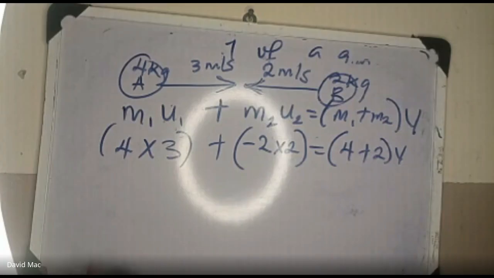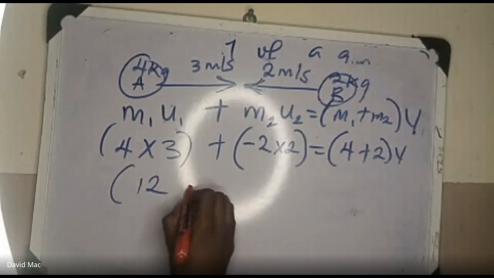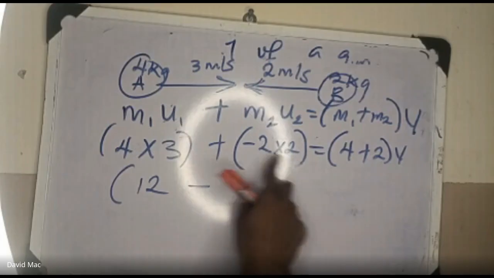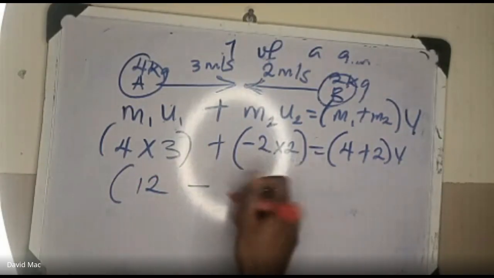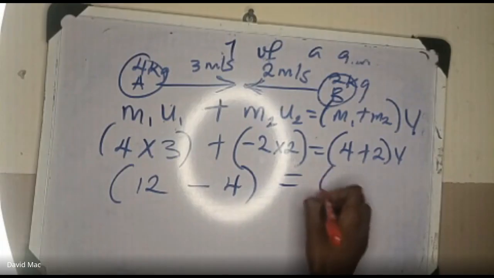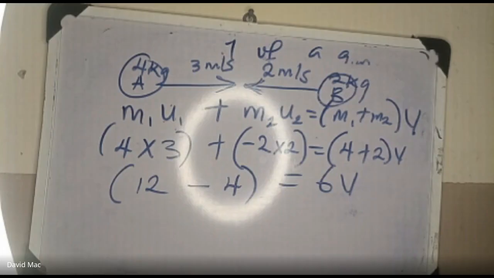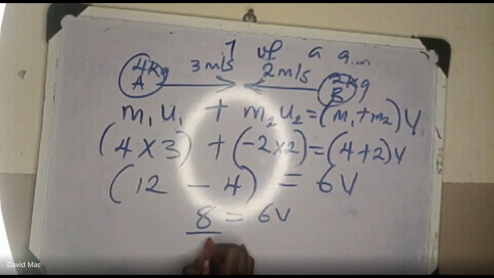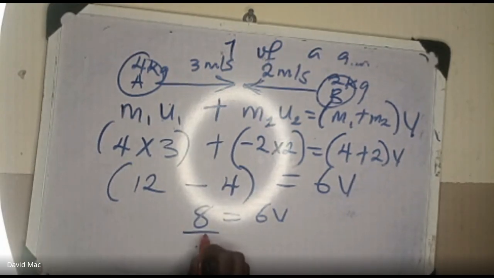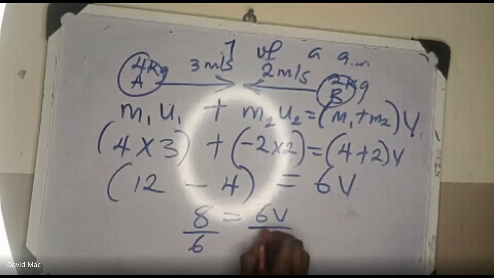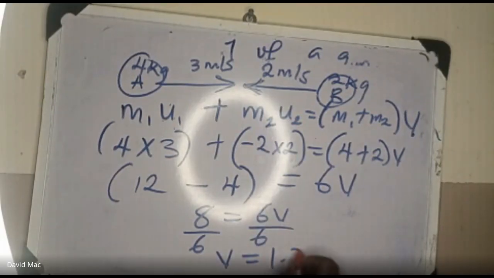So 4 times 3 is 12, minus 2 times 2, because plus times minus will be minus. 2 times 2 will be 4, equal to 6V, because 4 plus 2 times V is 6V. So what do you have? 12 minus 4 is 8, equals 6V. Divide both sides by 6. So your V is equal to 1.33 meter per second. This is the uniform velocity at which they will move.